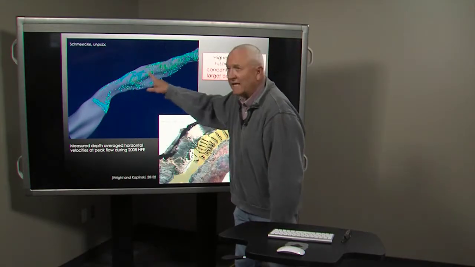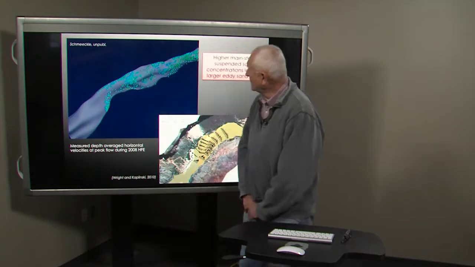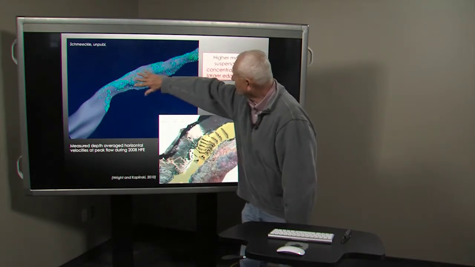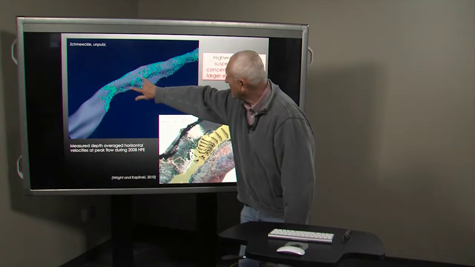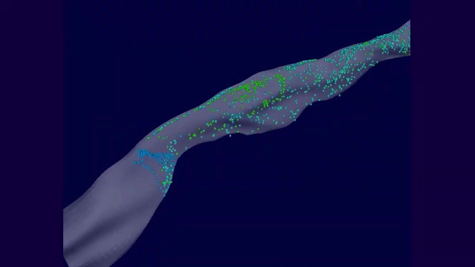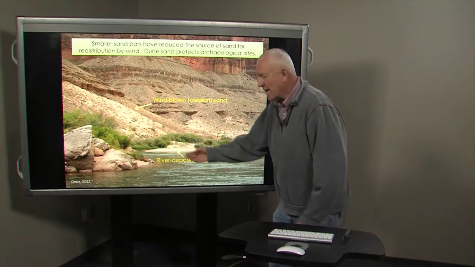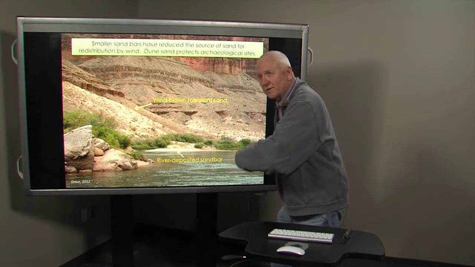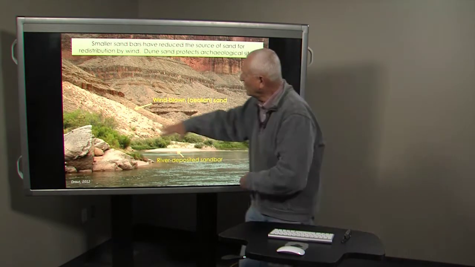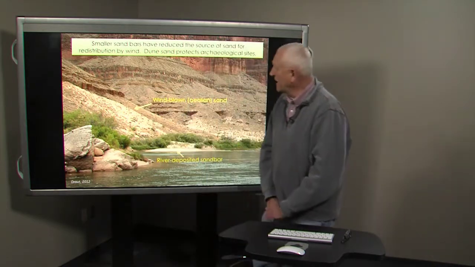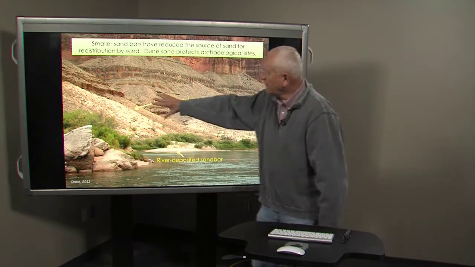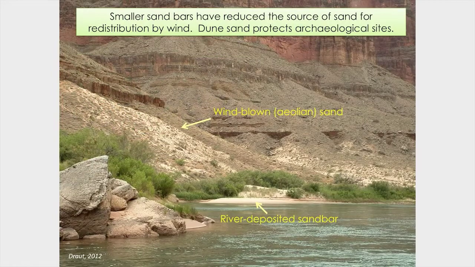Eddies in the lee of rapids collect some of the transported sediment and build these eddy sandbars. Big eddy sandbars are sources of sand to be blown by wind high up. In some cases, these high dunes protect archaeological sites.